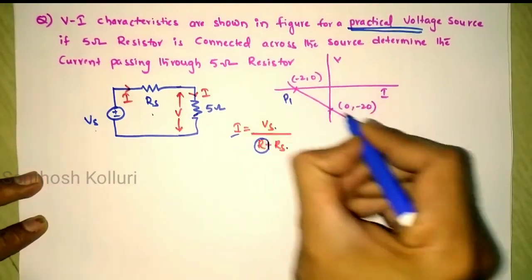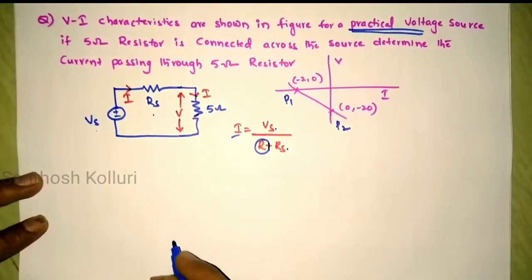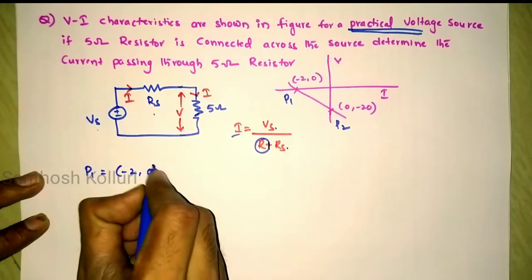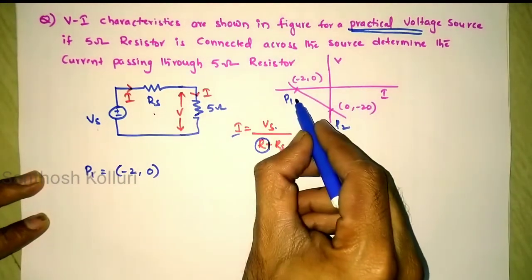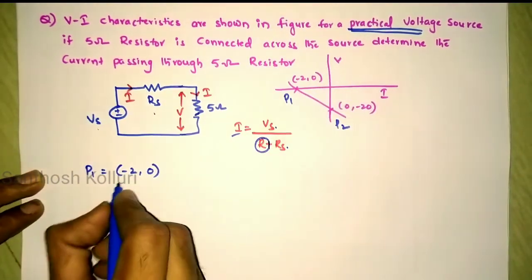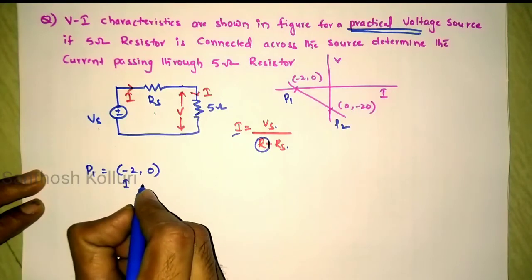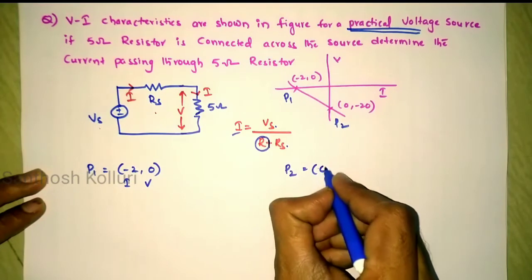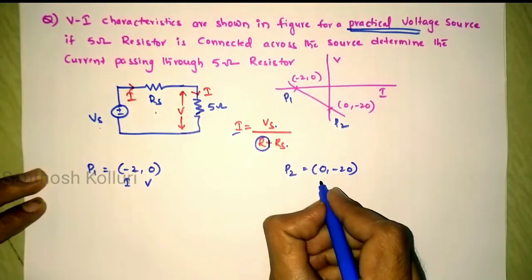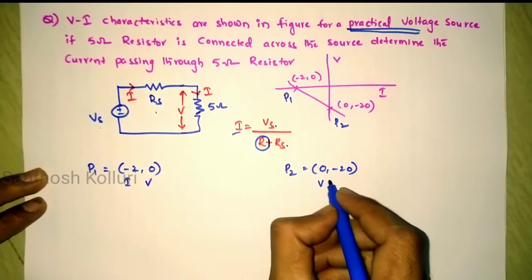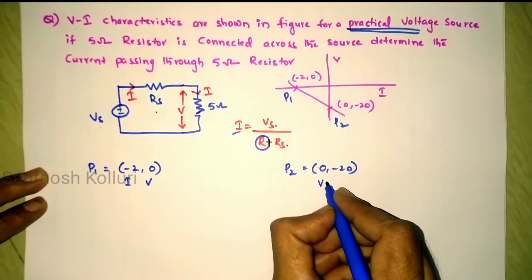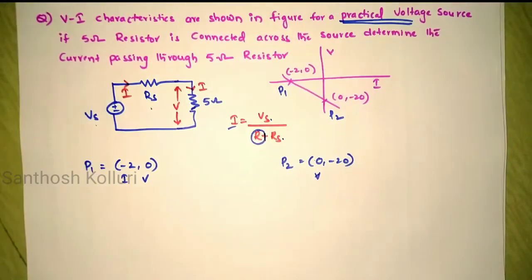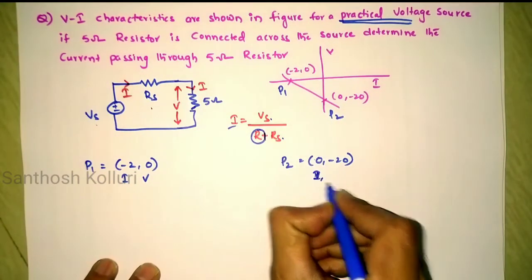So this is point P1 and this is point P2. From this graph, point P1 is nothing but minus 2 comma 0. So minus 2 is on the x-axis and 0 is on the y-axis. So this will be current I as well as voltage V. Similarly, point P2 is at 0 comma minus 20. So this 0 means current I, and minus 20 is voltage V.